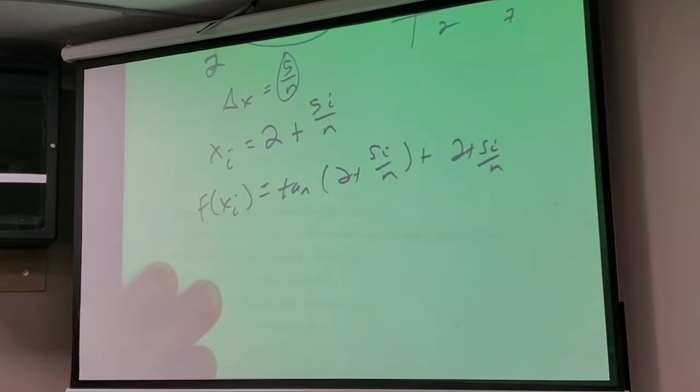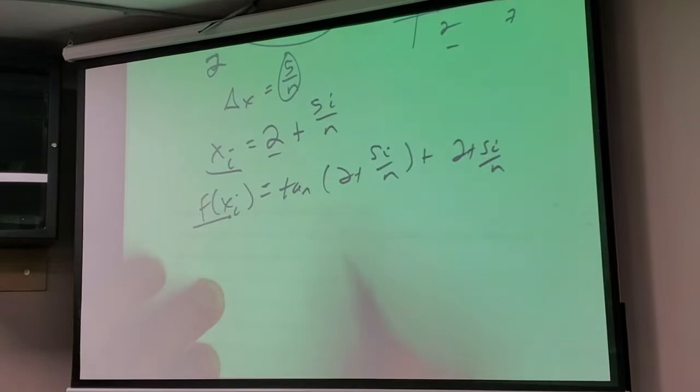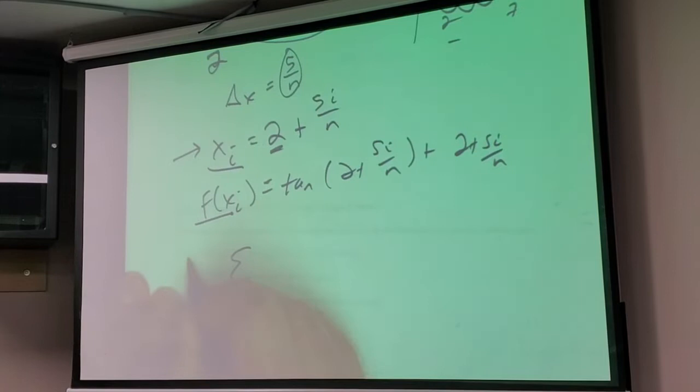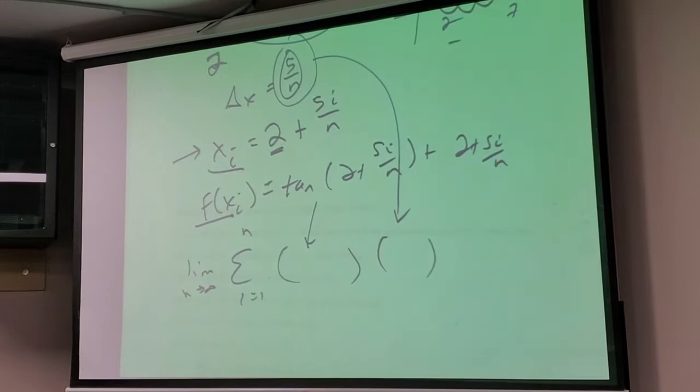Nope. This is the function. These are the inputs. And your inputs start at 2, yes? Does that make sense? This is the inputs, and they start at 2. And then they go from there, step, step, step. And then you just throw it in. So you got the limit, got the sum, f of xi, you would just put this there, and then you would put this there. You just gotta throw stuff in. I just forgot what delta x and xi were.